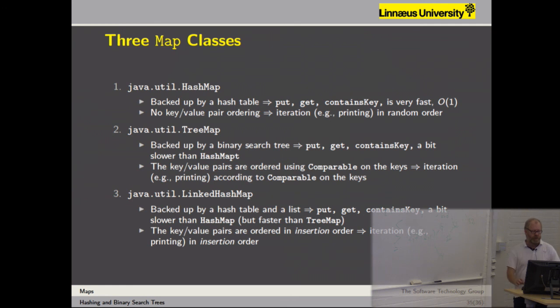Once again, they come in three implementations: based on hash, based on tree, and based on this linked hash approach, having the same properties. The tree map is sorted on the keys. So you can get them out based on the keys' properties.